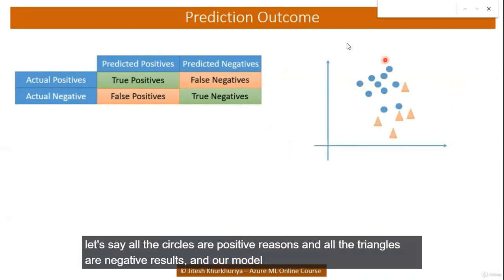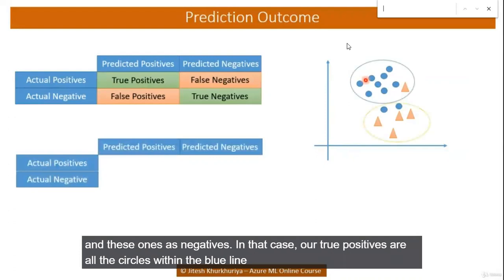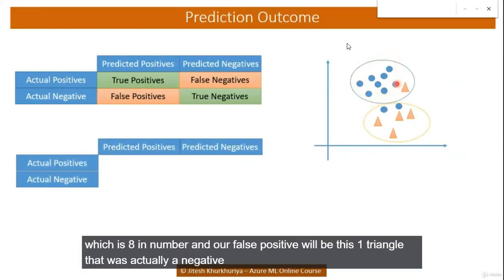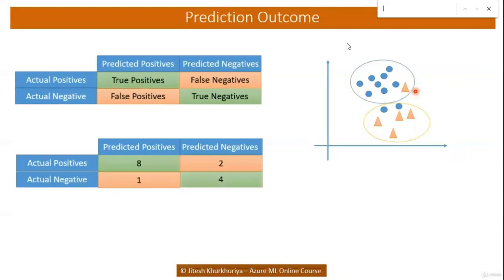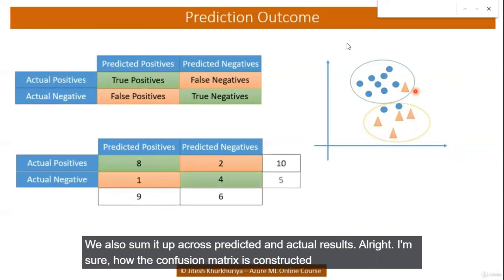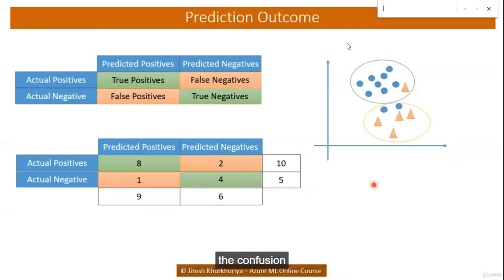In this graph, let's say all the circles are positive results and all the triangles are negative results. And our model predicted these results as positives and these ones as negatives. In that case, our true positives are all the circles within the blue line, which is 8 in number, and our false positive will be this one triangle that was actually a negative, but we predicted it as positive. Similarly, we can also calculate the false negatives and true negatives. We also sum it up across predicted and actual results. All right, I'm sure how the confusion matrix is constructed is now clear. Let's now learn how the characteristics of accuracy, precision, recall, and F1 score are computed from the confusion matrix.